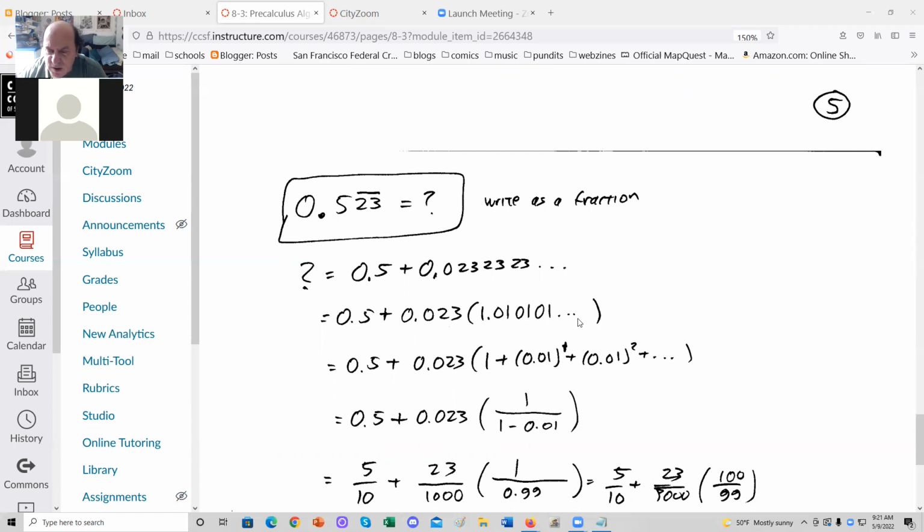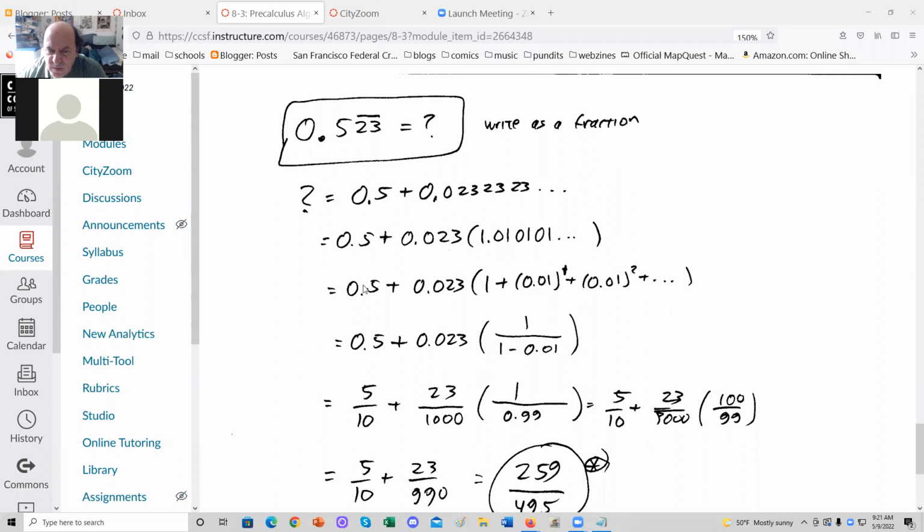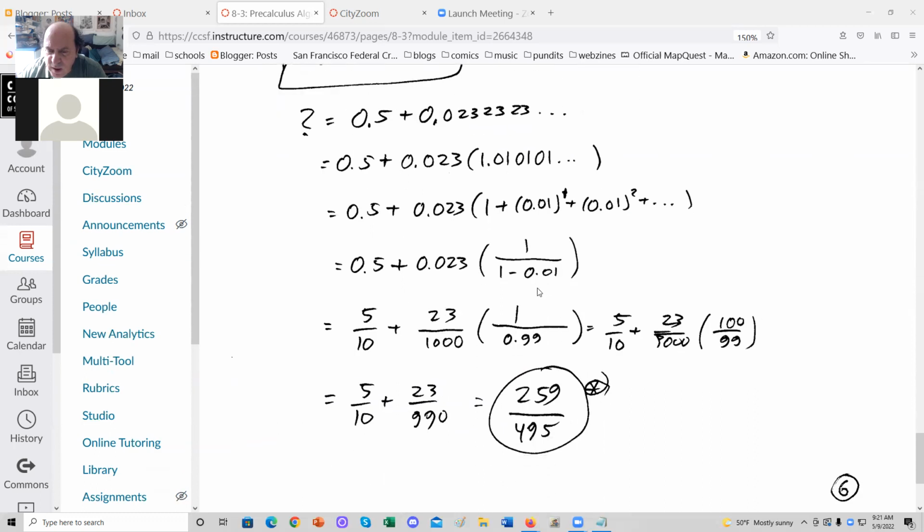Now we have a repeating decimal visible as a convergent series. Here's how we'll do this. 0.5 we keep, 0.023 we keep. This infinite series is 1 plus 1/100th plus 1/100th squared plus 1/100th cubed, etc. So we'll replace this by leading term a over 1 minus the common factor 0.01. So 0.5 plus 0.023 times 1 over 1 minus 0.01. So this is 5/10. This is 23 over 1,000. This is 1 over 0.99.